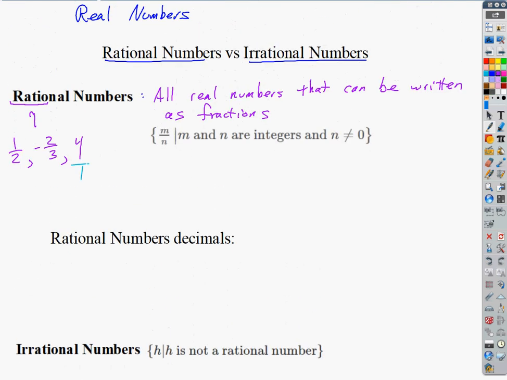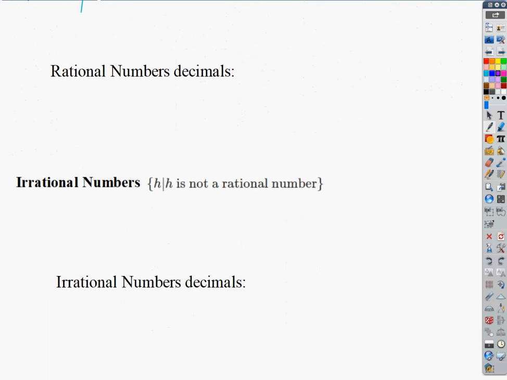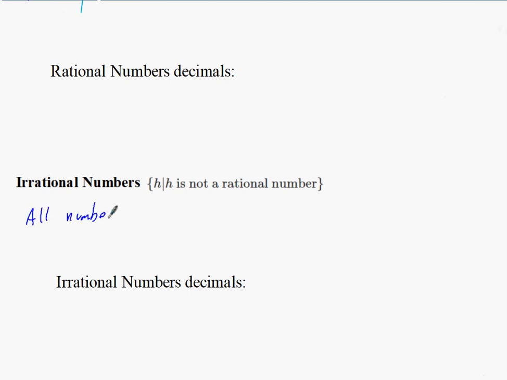So if all real numbers are either rational numbers or irrational numbers, and rational numbers are the numbers that can be written as fractions, what do you think the definition of an irrational number is? A number that can't be written as a fraction. Good. So those are all the numbers that cannot be written as fractions.